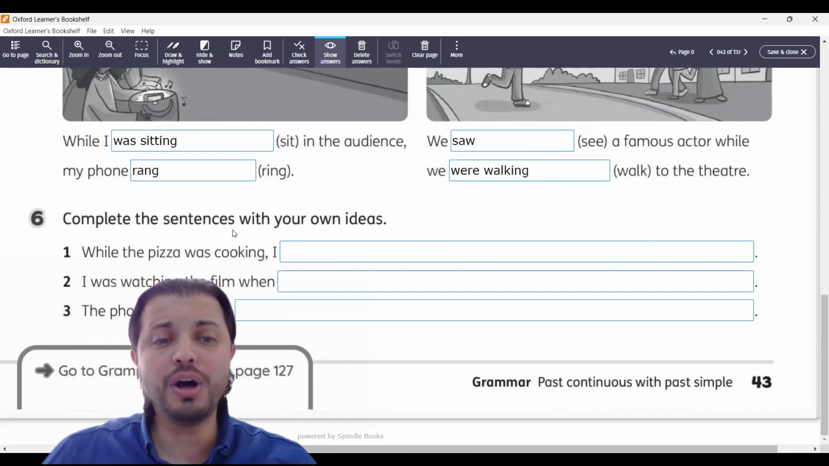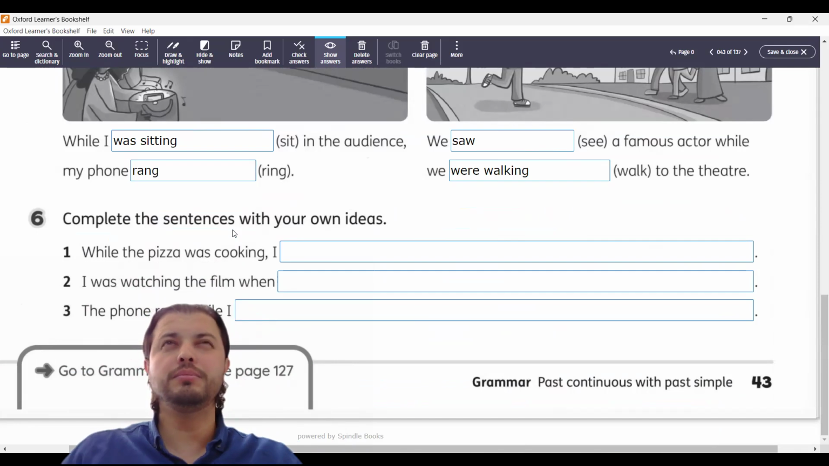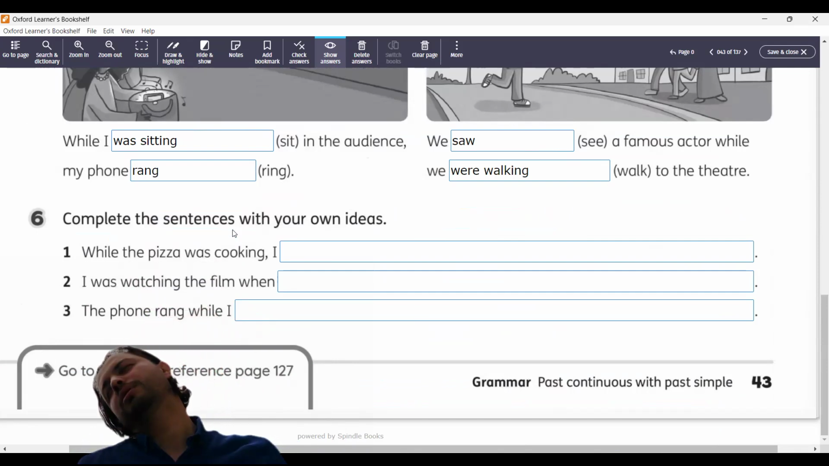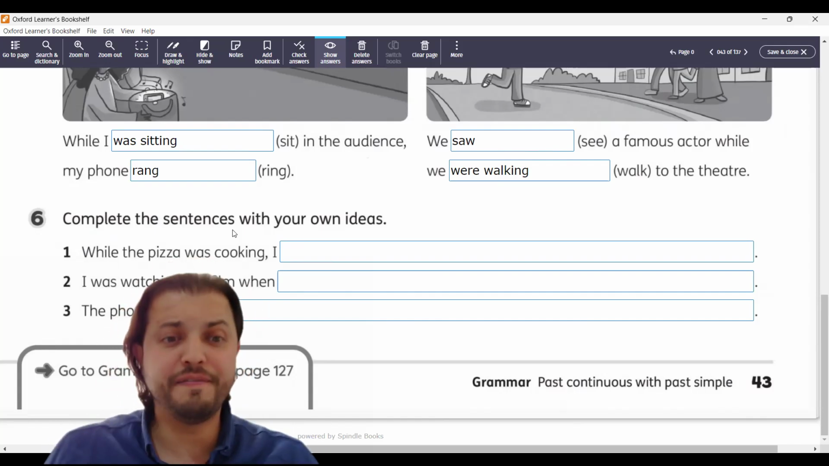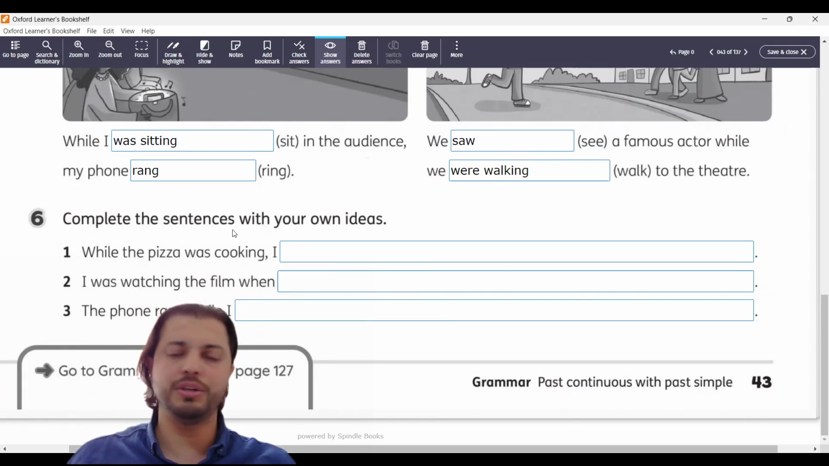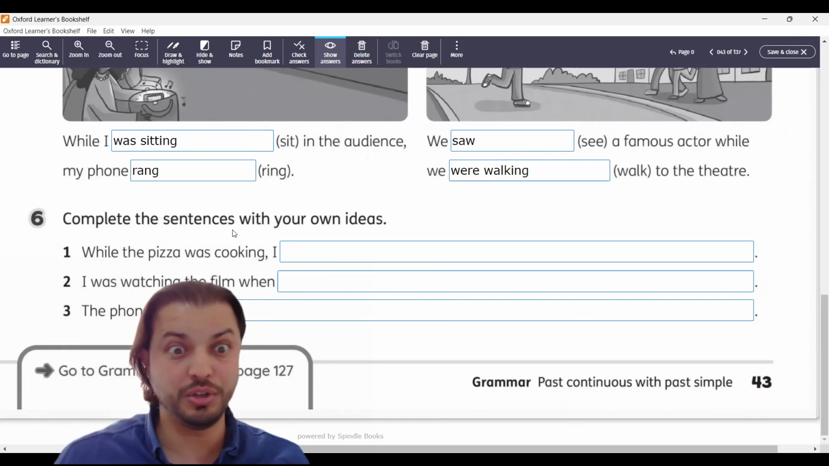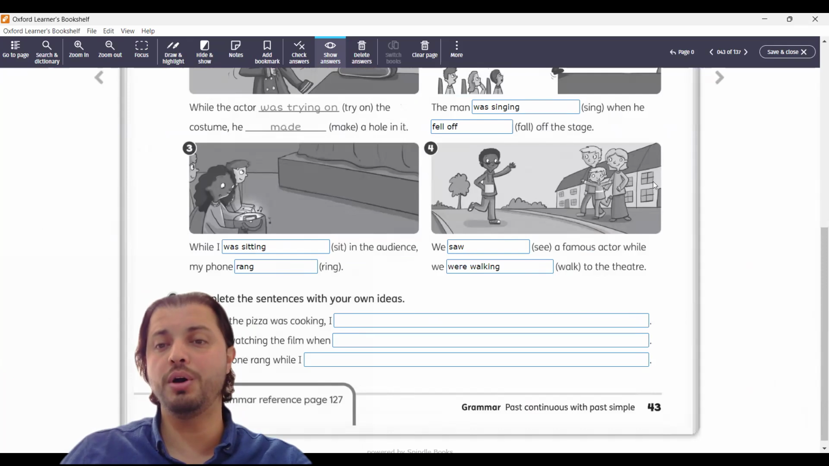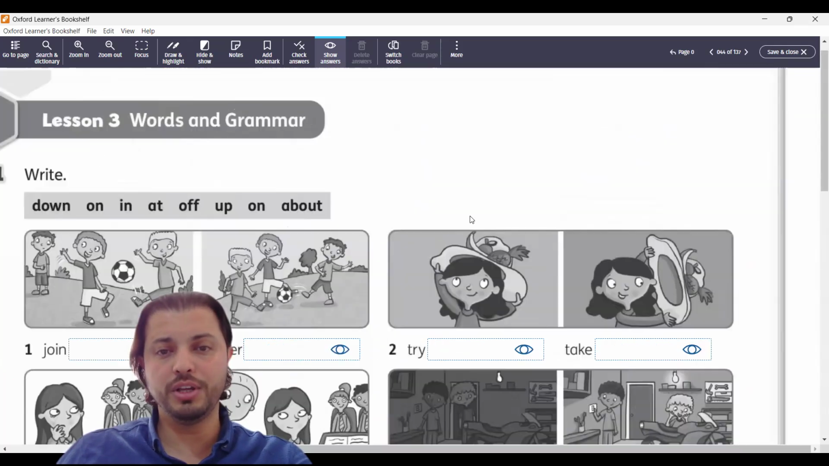Okay. I was watching a film when I fell asleep. Fell asleep is good. The phone rang while I was watching a film. I was studying, I was doing, I was eating, I was talking to my friend, whatever. You can choose one of these. Let's go. Now let's go to the next part, guys.